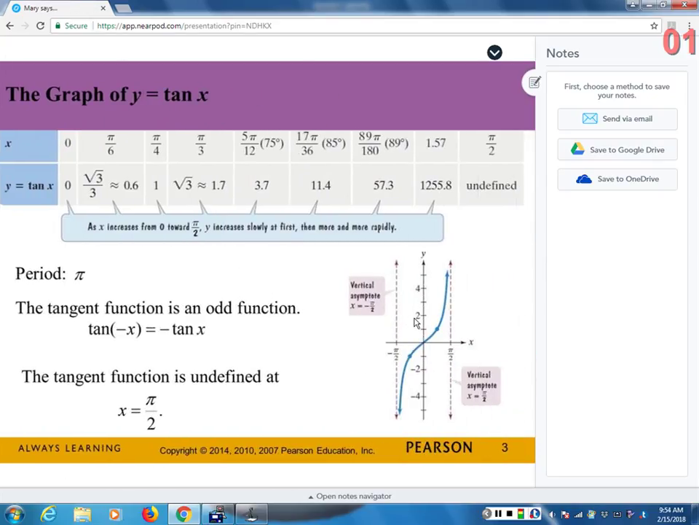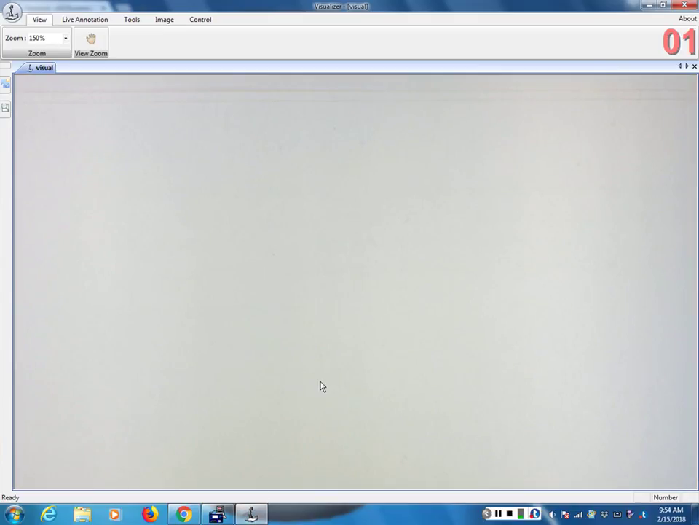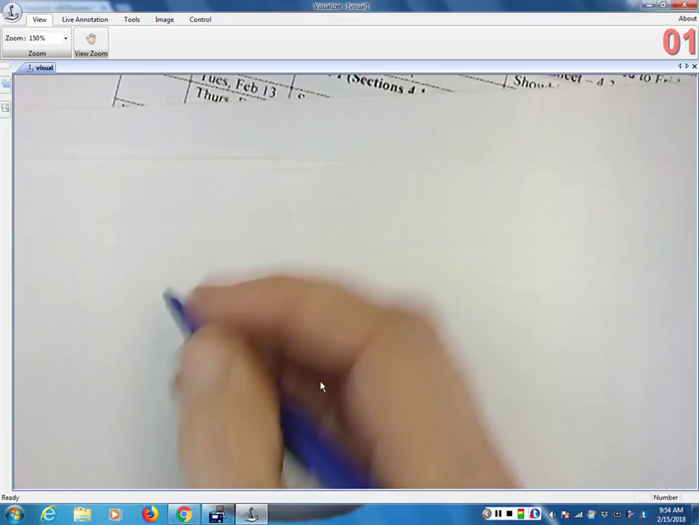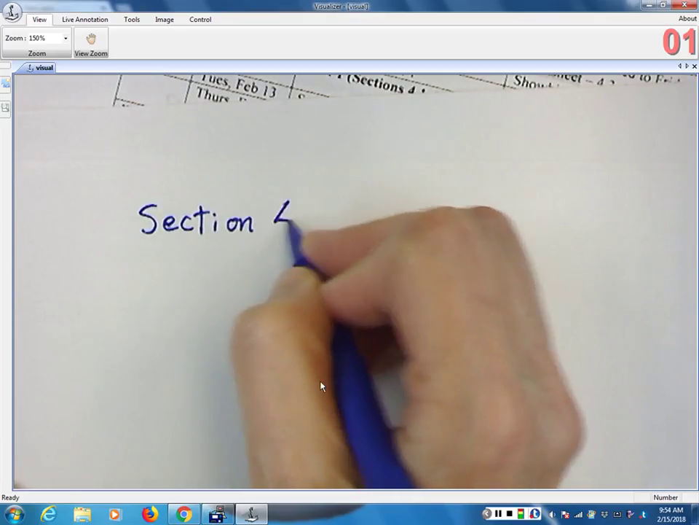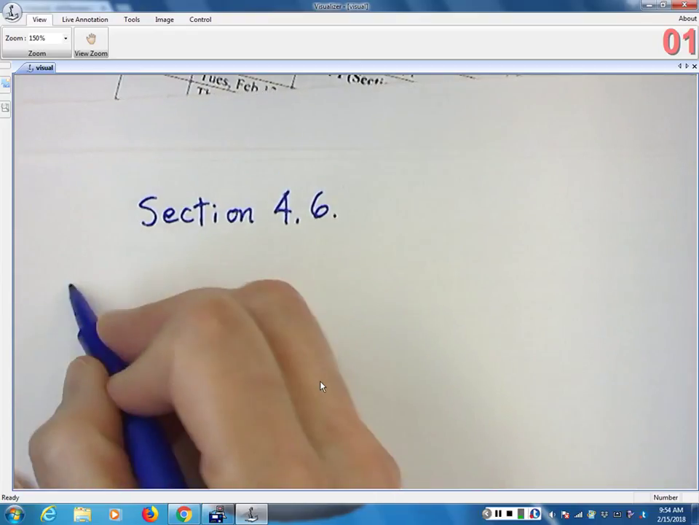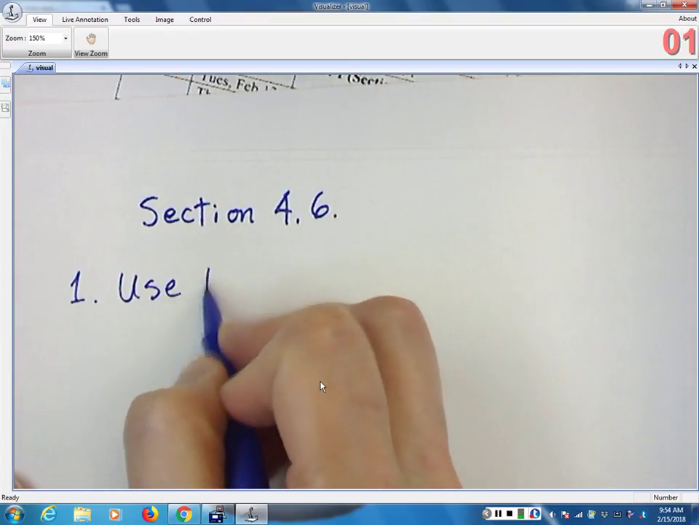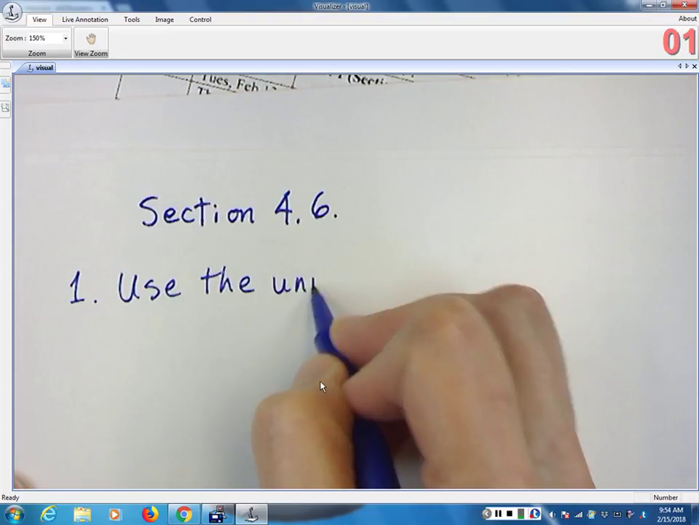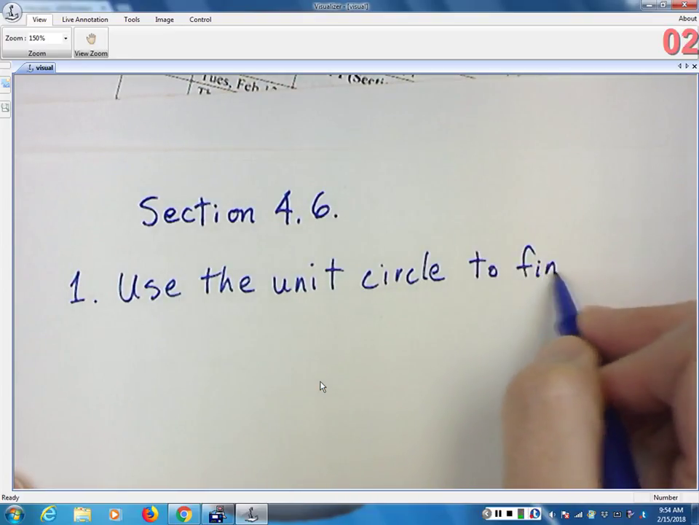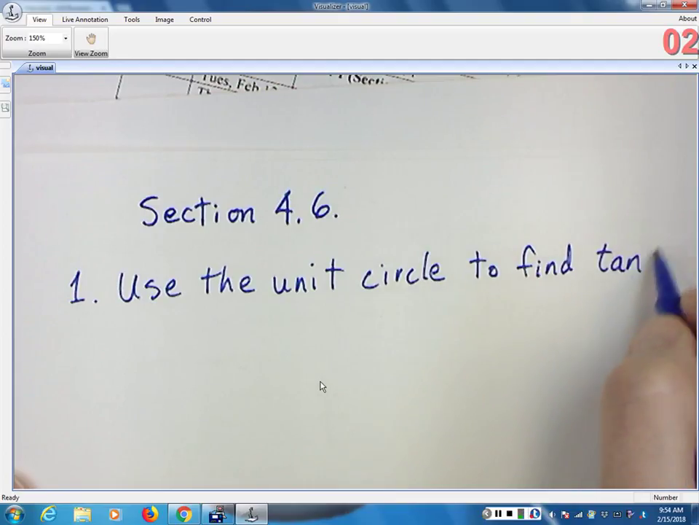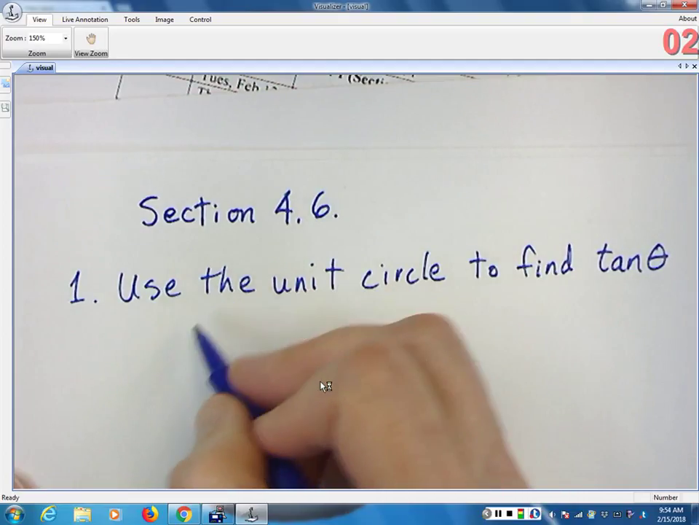All right, so this is the graph of tangent x. You can see they've just put it in their calculator. But let's use the unit circle. This is an additional page, section 4.6. Let's use the unit circle to find tangent theta at the 5 key points.